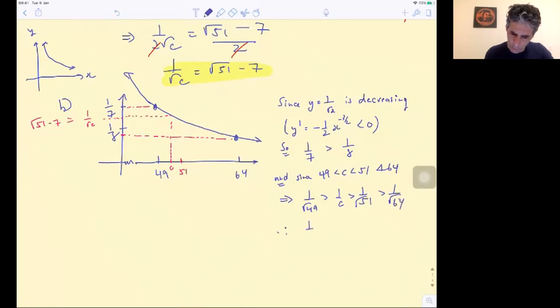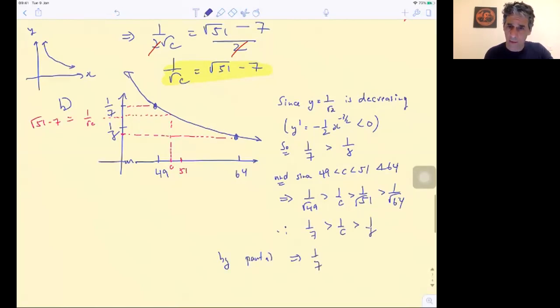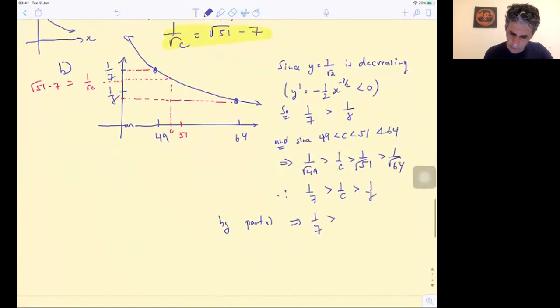So therefore we have 1 over 7 is greater than 1 over the square root of C is greater than 1 over 8, and by part A, this will imply that 1 over 7 is greater than the square root of 51 minus 7, which is greater than 1 over 8. And we've proven it, okay?